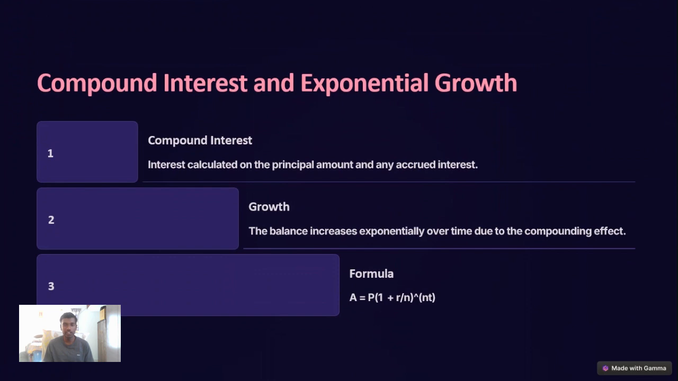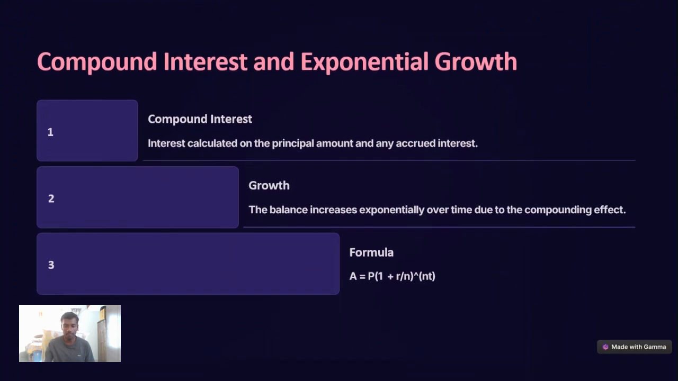Compound interest and exponential growth. Compound interest is interest calculated on the principal amount and any accrued interest. Growth: the balance increases exponentially over time due to the compounding effect. The formula for compound interest is A = P (1 + r/n)^(nt).